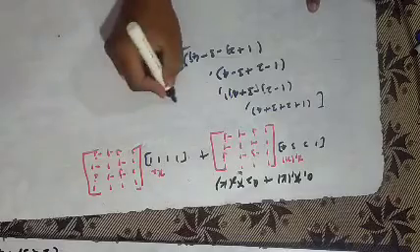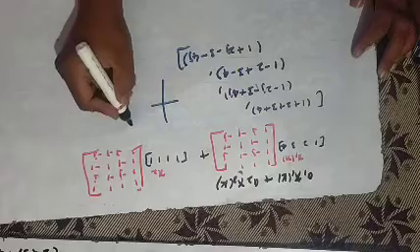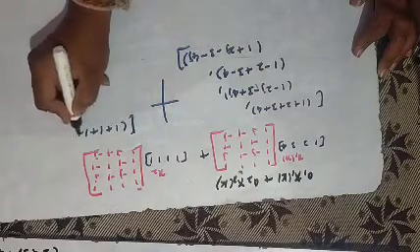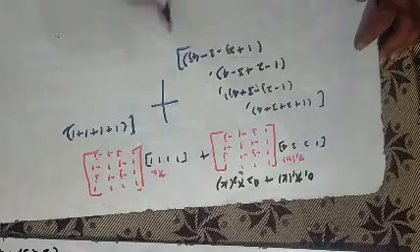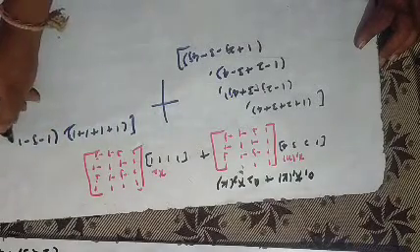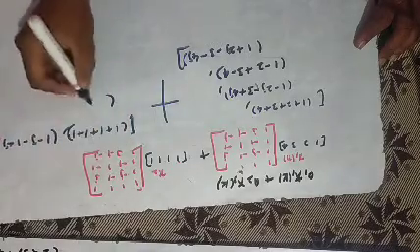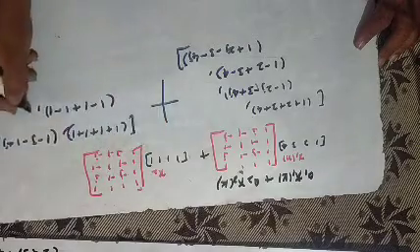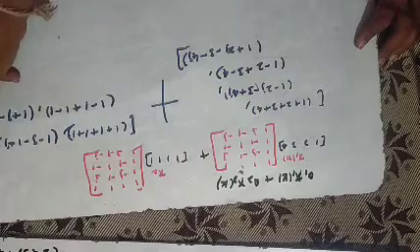Similarly plus, see all are 1, so this can be written as 1 plus 1 plus 1 plus 1, first row in first column. And again this row in the second column, 1 minus j minus 1 plus j. Next this row in third column, 1 minus 1 plus 1 minus 1. And this row in the fourth column, that is 1 plus j minus 1 minus j.